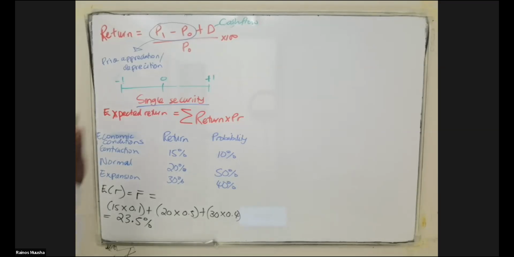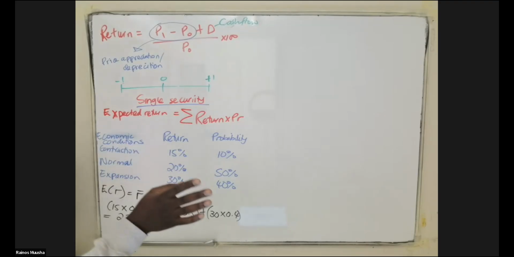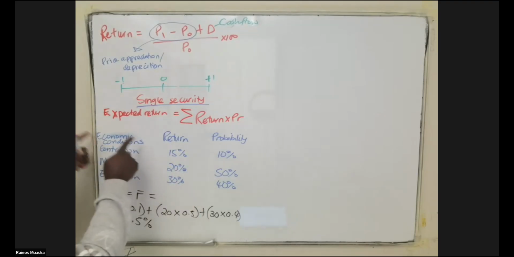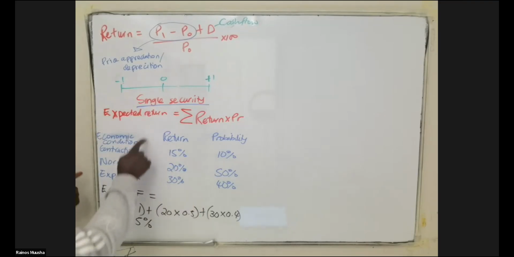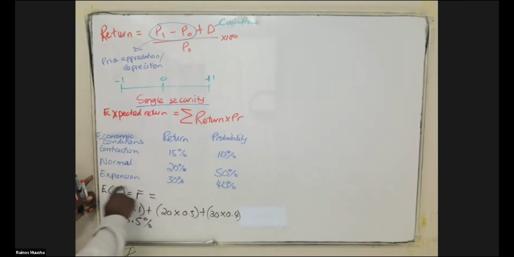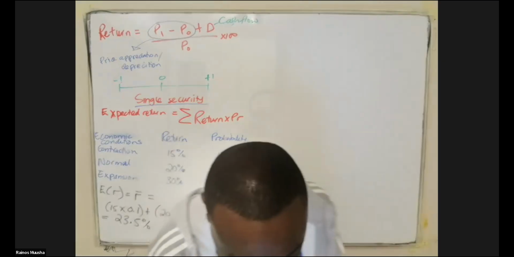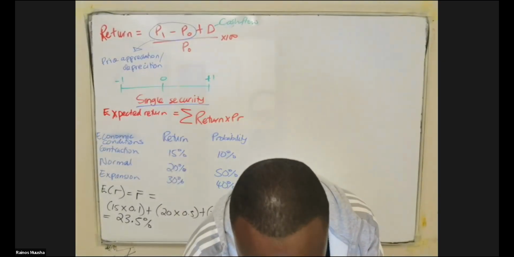Remember, it's a single security. Previously, I had made a mistake there because I was saying securities A, B, and C. It's a single security, which means what is going to be affected is the return of this single security is the economic conditions. Whether the economy goes through an expansionary phase, the normal phase, or the contraction phase. And these are the returns that we're expecting to generate, and these are the probability of us generating those returns as well.